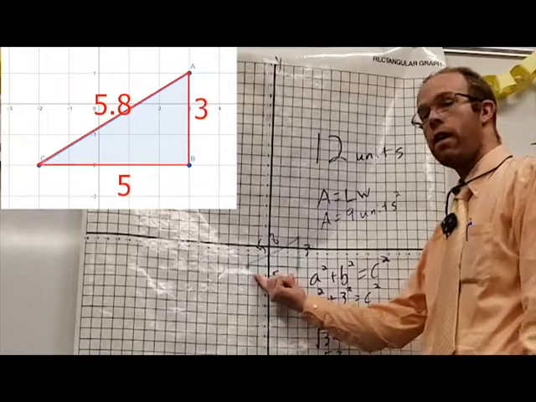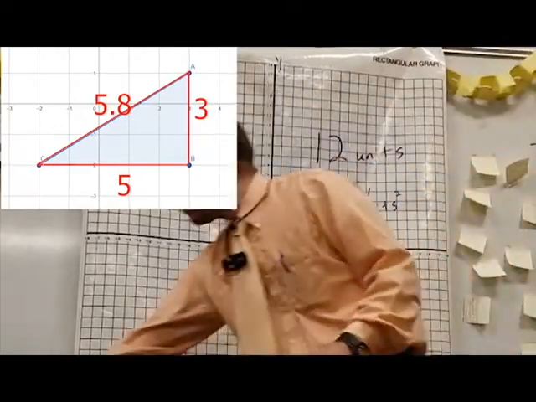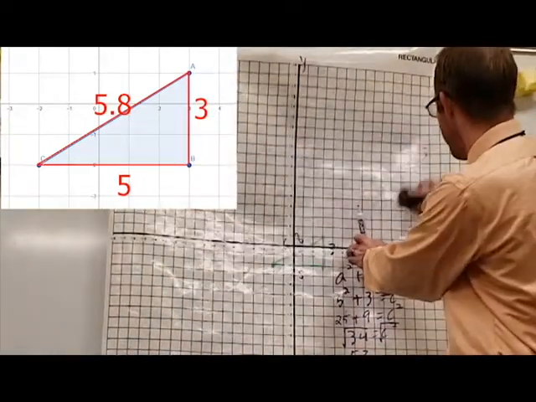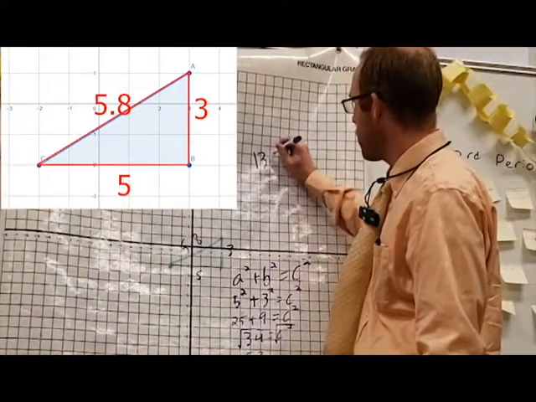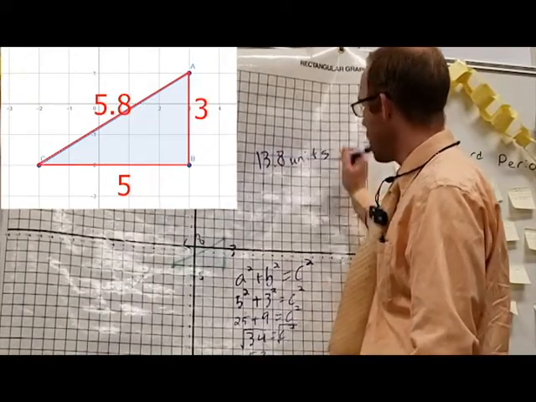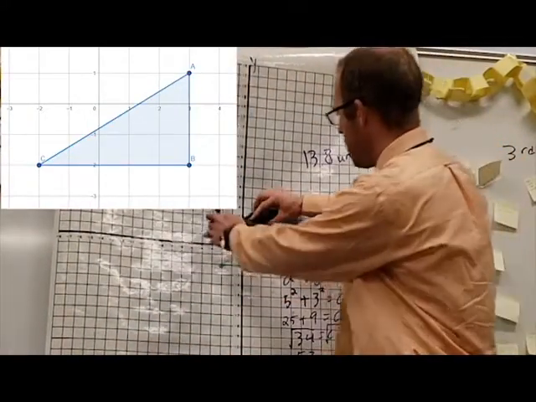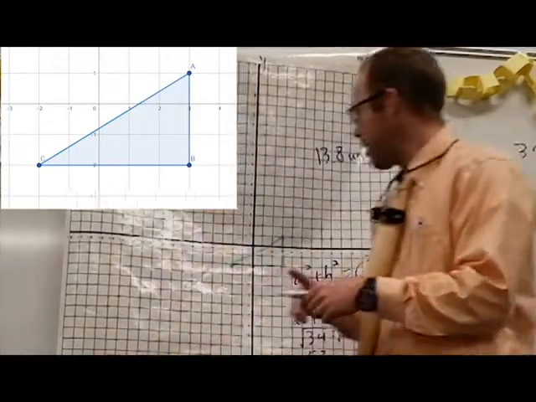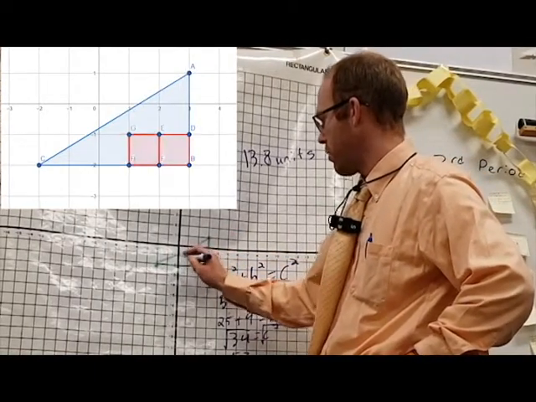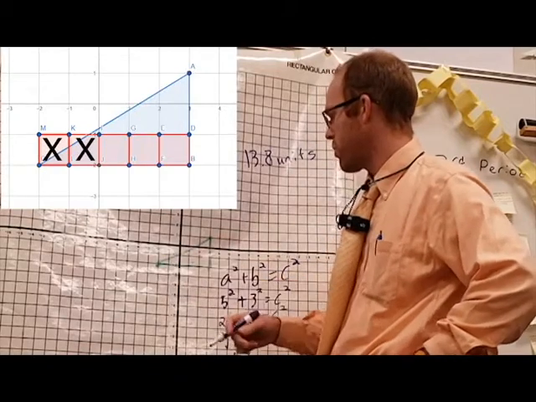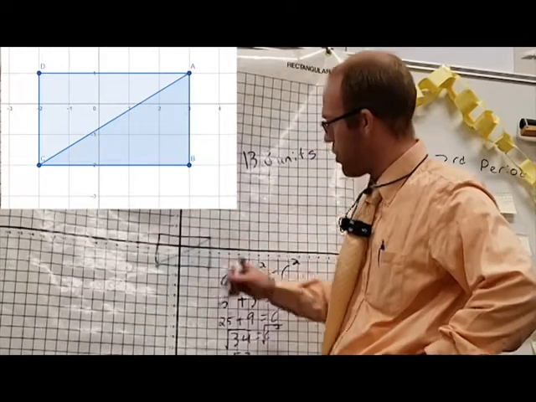Okay, add these together, we get 5 plus 3, which is 8, plus another 5.8 gives us a total of 13.8 units. So the length of all the edges together is 13.8 units. That is our perimeter around this. Now the area of the triangle is a little bit more difficult than the square was because this side cuts through some of the squares in the middle, so we can't just count 1, 2, 3, 4, 5, because these are not whole squares right here. So I'm going to turn this into a rectangle and relate the triangle to that old shape. So we've got our rectangle.